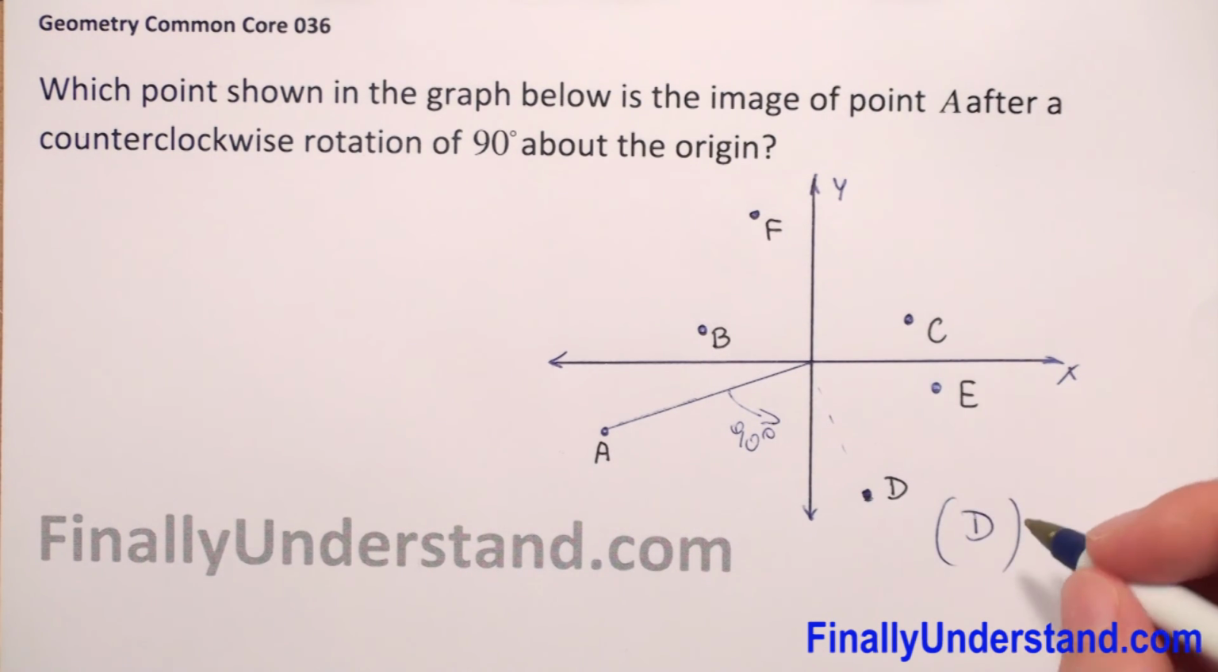So this is our solution. Point D is the image of our point A after counterclockwise rotation of 90 degrees about the origin.